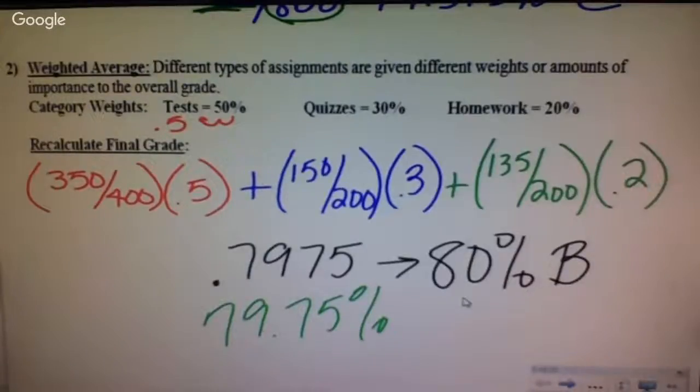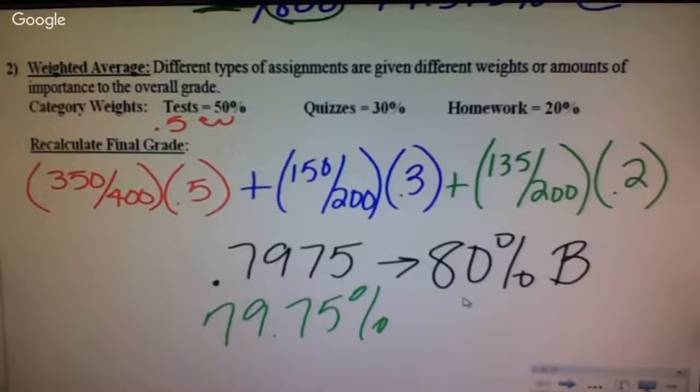So as a weighted average, you're actually better off. You actually earned a higher grade with the weighted average. So it can be a good thing or a bad thing. If you're a horrible test taker, weighted average is a horrible thing for you.